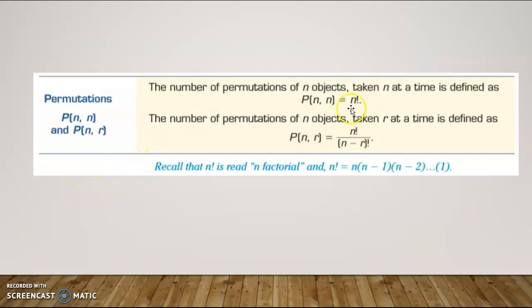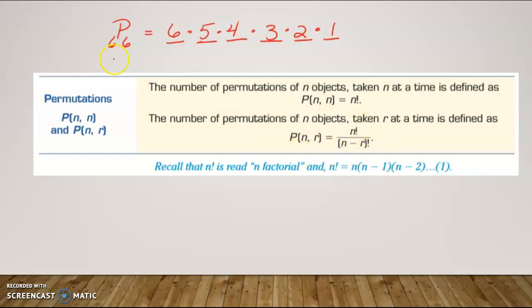Permutations. Okay. Number of permutations of n objects taken n at a time is defined as n factorial. The number of permutations of n objects taken r at a time. What that means is if I've got 6 things and I'm going to take them all 6 at a time, then it's just going to be a factorial. 6 times 5 times 4 times 3 times 2 times 1. Okay?